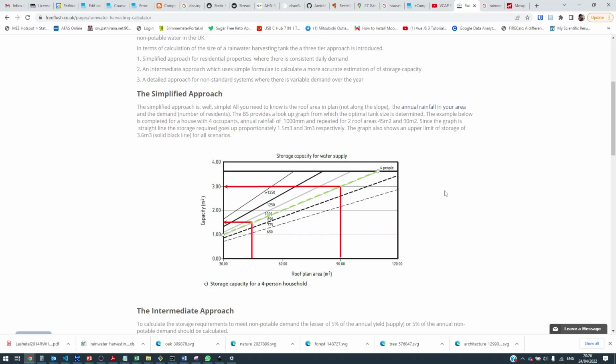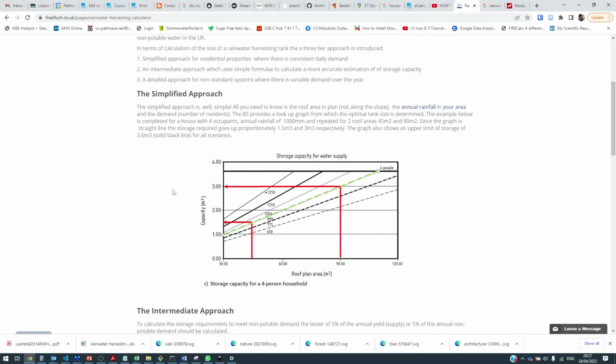Then, depending on the size of your roof plan area, and depending on the amount of rainfall you are receiving, so these are the different annual rainfall amounts in different parts of the United Kingdom, you can select. For example, if your roof area is about 45 square meters and your rainfall is 1000 millimeters per year, then the best tank size probably is about 1.5 cubic meters. And if you have double the size of the roof, then you can go for 3, because these are linear relationships. So that is the first way of doing that.